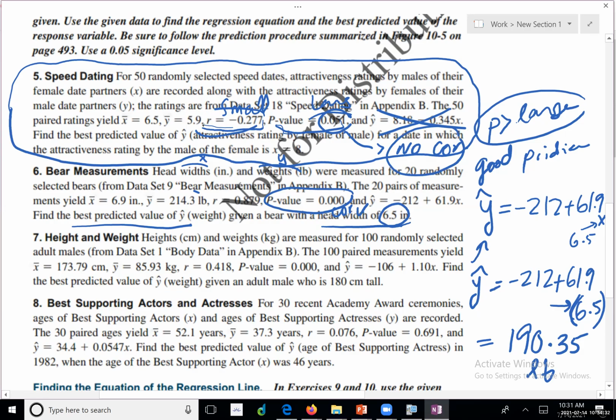So they ask, what would be the rating by a female if X is equal to 8? Because you cannot really use the line of prediction, we use the sample mean as our best Y prediction. So 5.9 is the answer to this question. You don't plug in X here because it's not a good prediction.